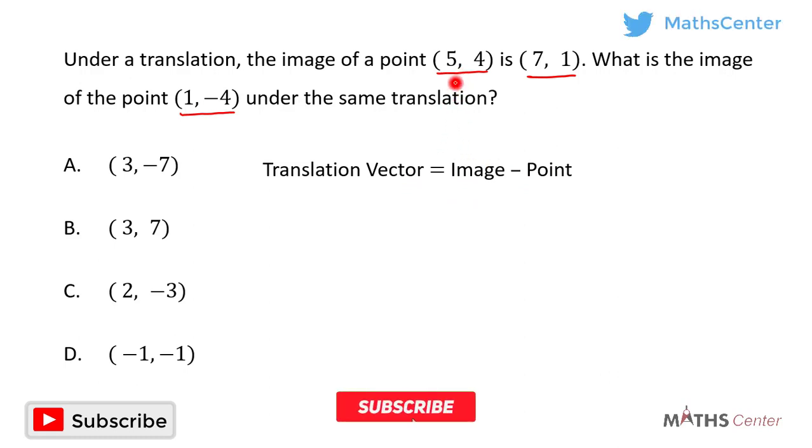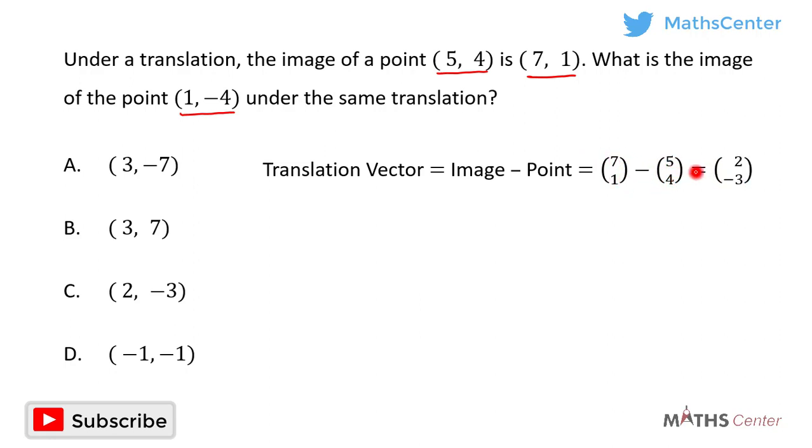The translation vector was used to transform the point 5, 4, and the image it gave us was 7, 1. So to get the translation vector, we will subtract the point 5, 4 from the image 7, 1. So the image is 7, 1 and the point is 5, 4. 7, 1 minus 5, 4. 7 minus 5 will give us 2. 1 minus 4 will give us negative 3. It means that the translation vector used to transform the point 5, 4 to give us the image 7, 1 is 2, negative 3. This is the translation vector.